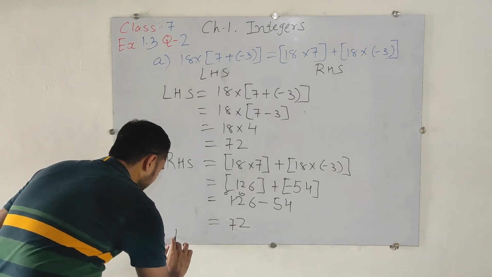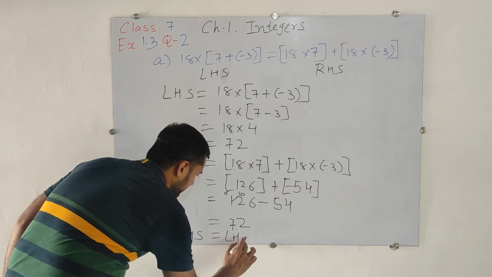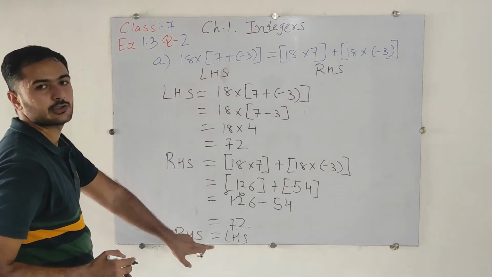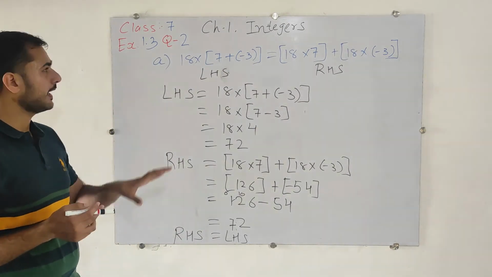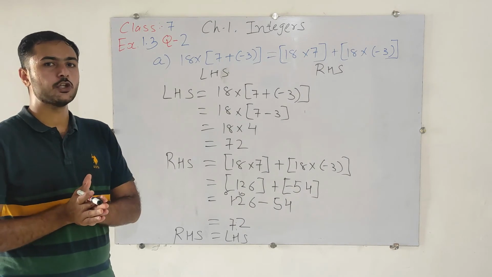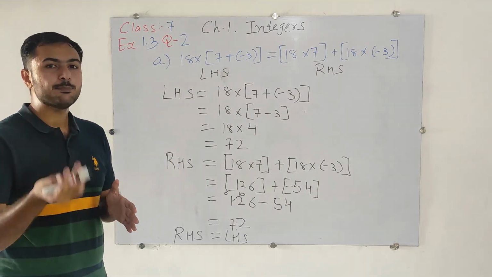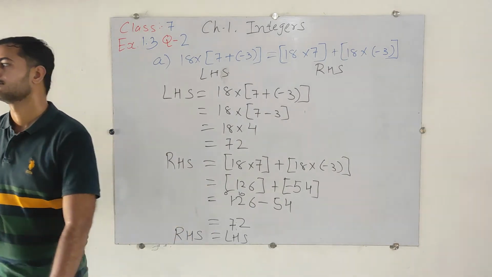It means we can say that RHS is equal to LHS, because LHS is also 72 and RHS is also 72. So in both ways we get the same answer. So it's verified. Now just pause the video and note it down. After that, you have to complete the B portion, sub question B. Fine? Note it down.